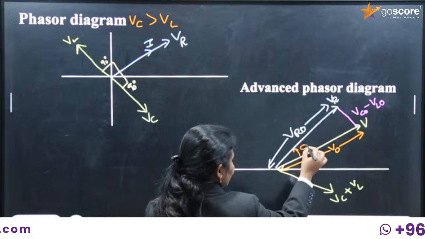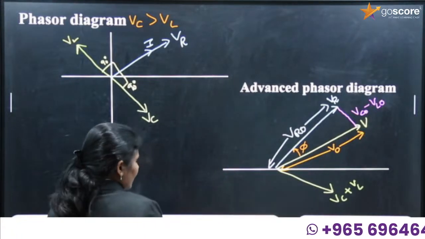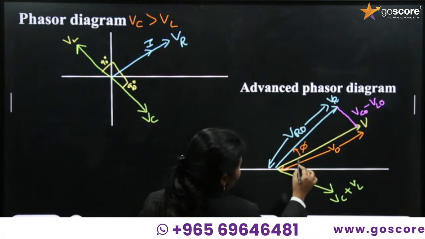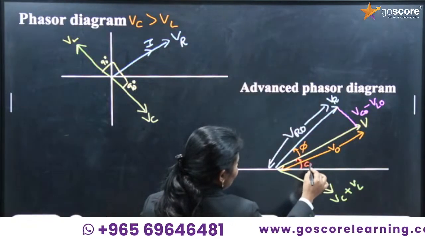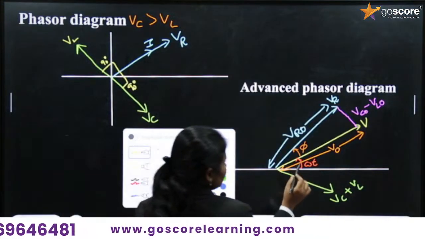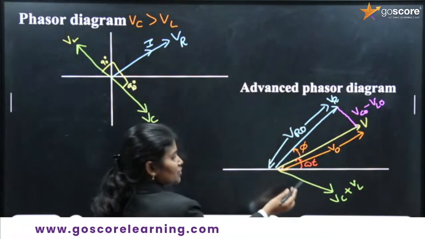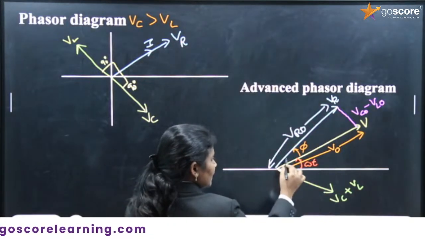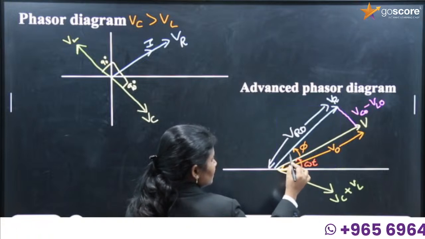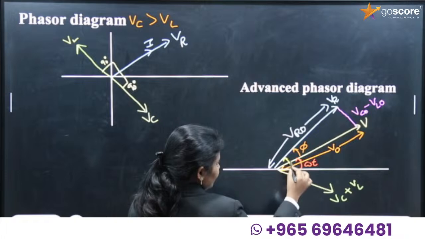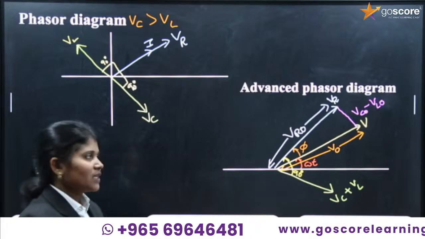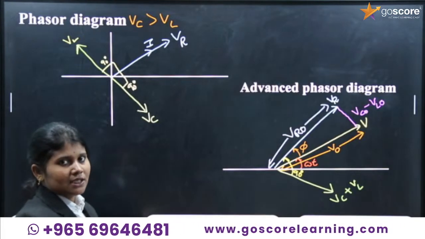This is the angle phi. This is the omega. Between the resistor voltage and the capacitor and inductor voltage, how much angle is it? It is 90 degrees. This is the advanced phasor diagram for an LCR circuit.